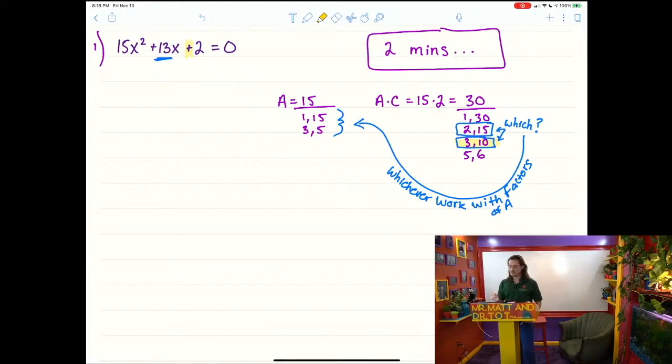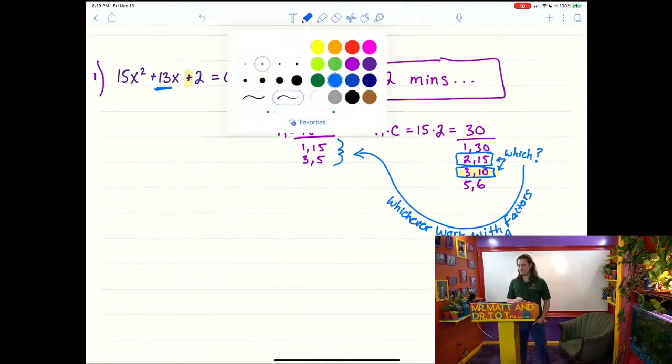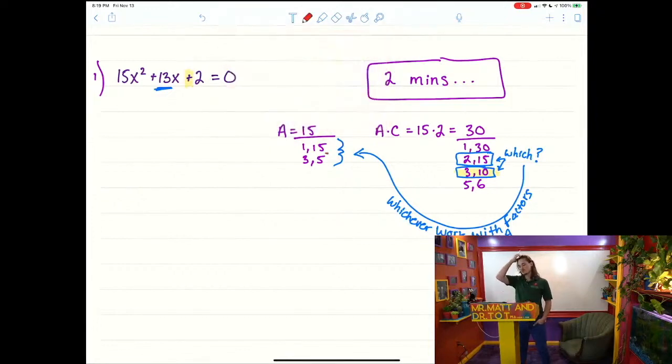The other thing to notice is that 3 and 5 work really well with 3 and 10 because 3 is divisible by 3 and 10 is divisible by 5 evenly. 2 and 15 don't work with 3 and 5 and they don't work with 1 and 15. So that's another way of understanding that you need to choose 3 and 10.